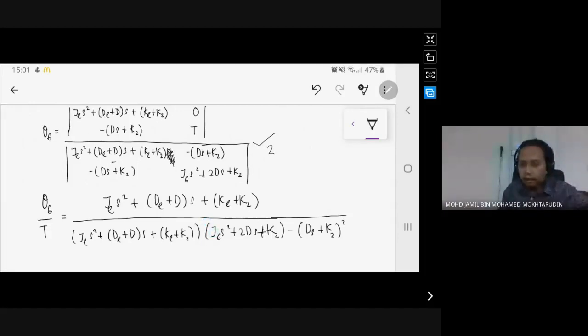Okay. So if you don't have the final answer, or let's say in your final answer, here you put plus, no marks, okay? No marks for the final answer. So the final answer must be minus DS plus K2 squared.